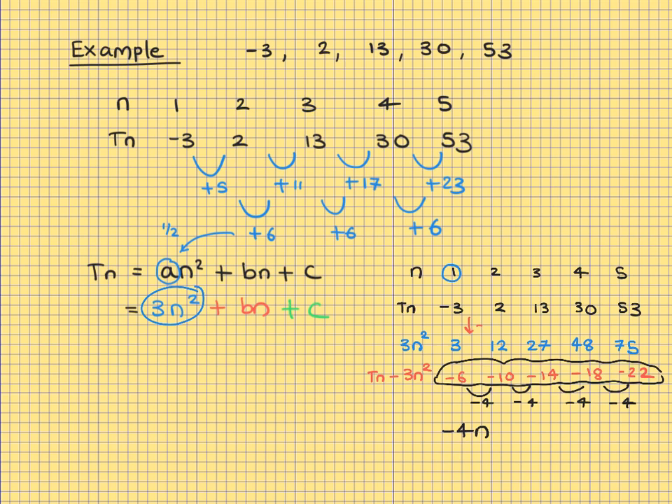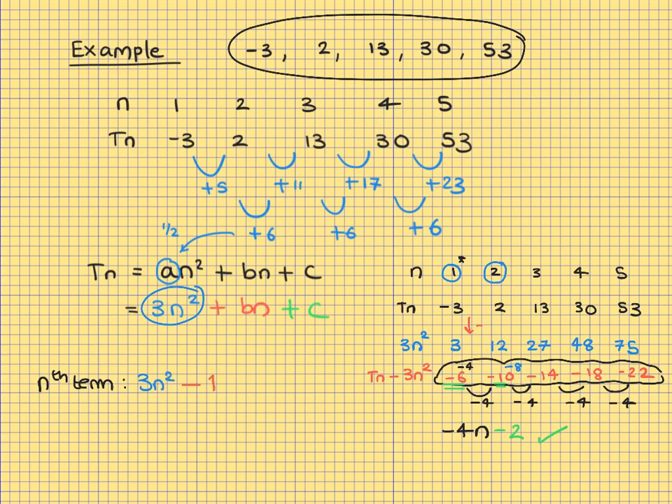So let's check. Negative 4 multiplied by an n value of 1 is negative 4. But we want to make sure that we get to a value of negative 6. So how do we adjust? We subtract 2. Let's check. Negative 4 multiplied by 2 is negative 8. But we want to get to negative 10. Yes, subtracting 2 works. So this tells us that our overall nth term for our quadratic sequence, this sequence up here, is going to be 3n squared minus 4n minus 2.